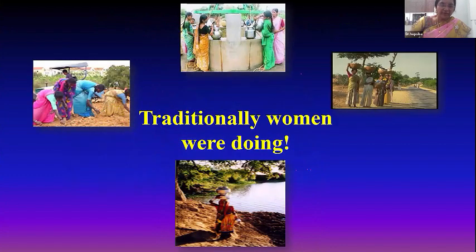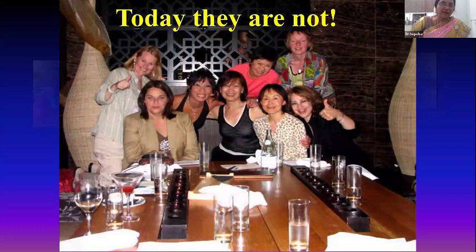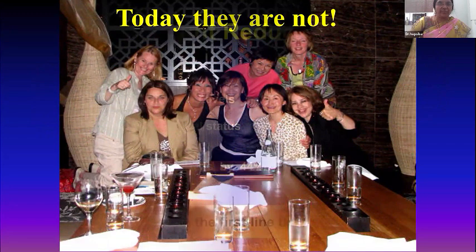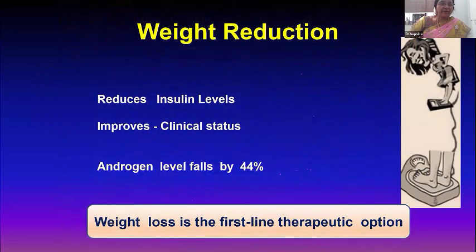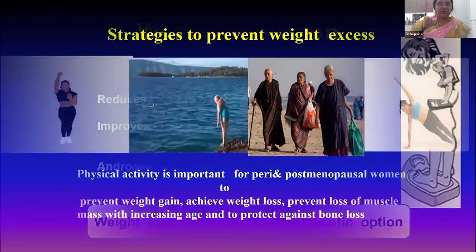Traditionally, women were automatically doing some exercise. They drew water from the well and had to carry water for a long distance. Nowadays, this is the scenario: they all sit in front of computers and, of course, socialize, smoke, everything. Weight reduction not only reduces insulin level and improves clinical status, but the androgen level also falls 44%. So weight loss is the first line of therapeutic option.